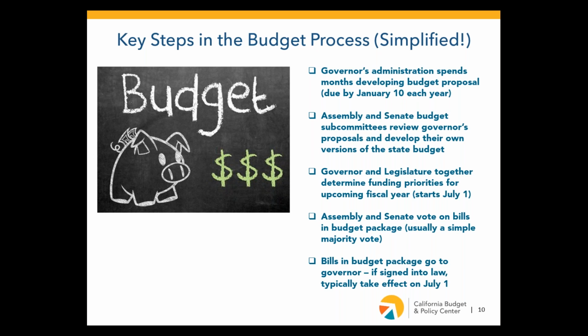And generally those bills will take effect on July 1st, as opposed to policy bills, which, as I mentioned, take effect on January 1st of the following calendar year. So we've got two processes, policy bill and budget.